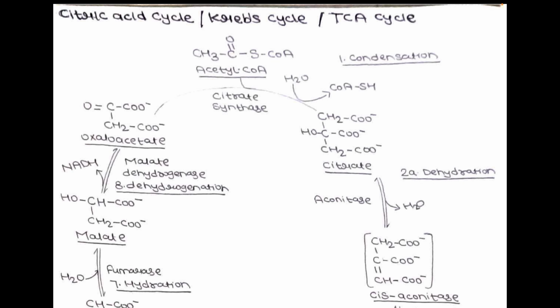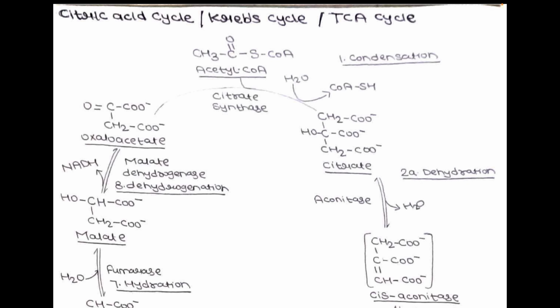The energy is captured mostly as reduced electron carriers, 3 NADH and 1 FADH₂, plus 1 GTP by substrate-level phosphorylation, releasing 2 carbon dioxide. Those NADH and FADH₂ then carry their electrons to the electron transport chain, where the real ATP bulk is made. Now let's talk about the structures.